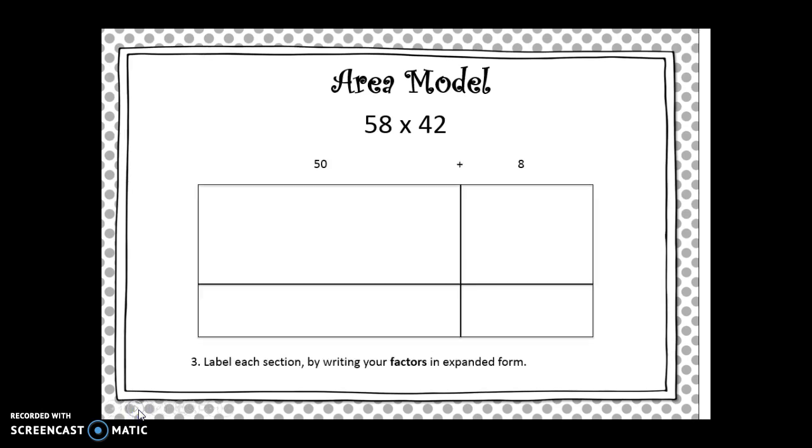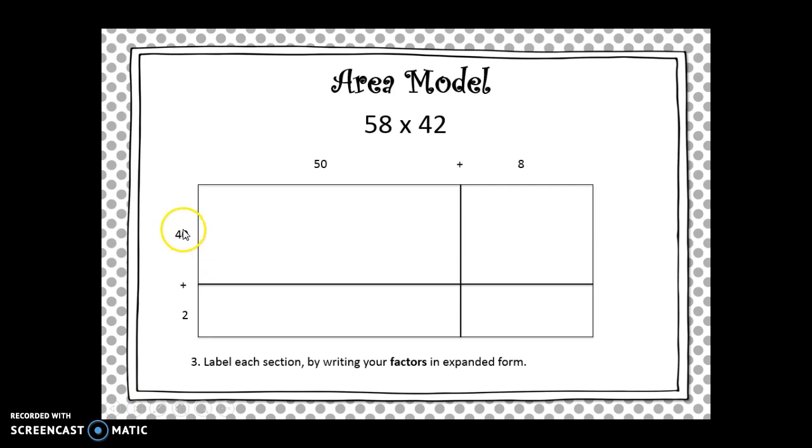After we have divided our rectangle, we want to actually write the value of each digit by labeling each section of the area model. You'll see that I have 50 up at the top to represent the value of the 5, and then I have plus 8 to represent the value of the 8. Next, I'm going to do that with 42. Go ahead and see if you can figure out what those two digits would be and write them along the side.